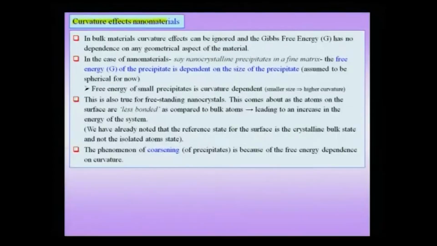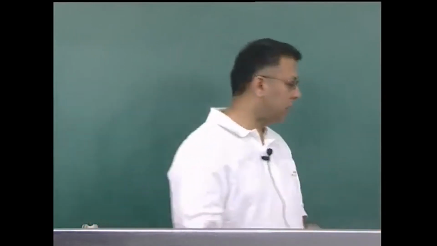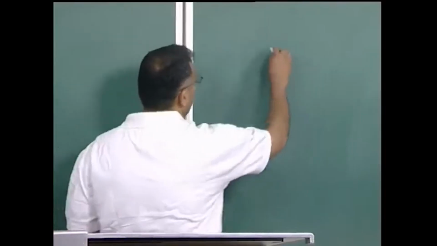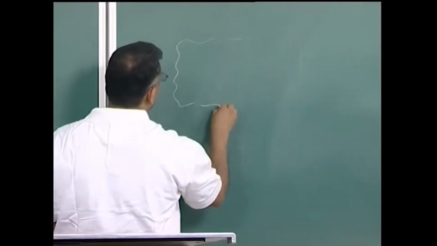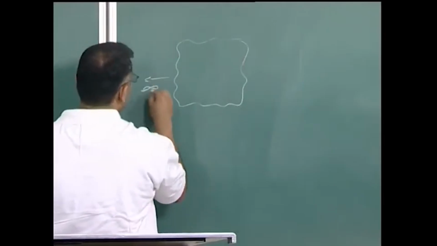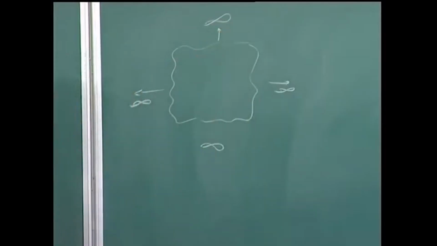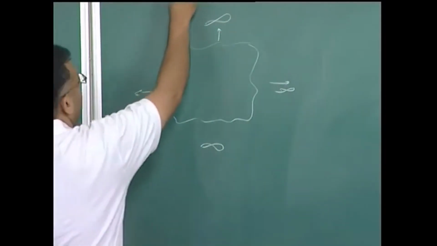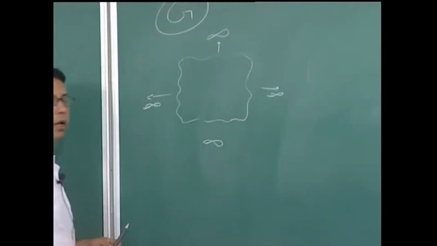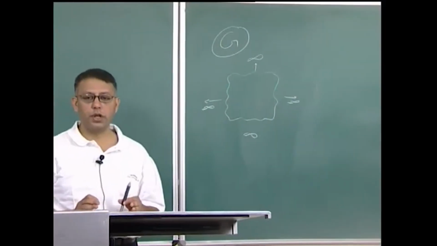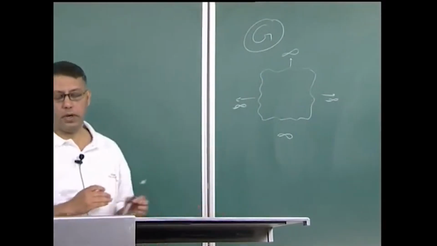Next we take up the important topic of curvature effects in nanomaterials. Now when you are talking about a bulk material, we typically assume that a bulk material is infinite. In other words, I can schematically draw a bulk material as having no boundaries, and this is infinite in all directions. And when I use a property like Gibbs free energy G, then I am talking about the Gibbs free energy of an infinite material, wherein there is no geometry, no description of any kind of shape in the property.